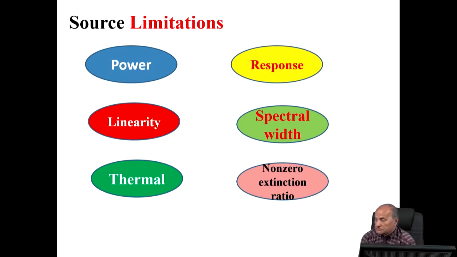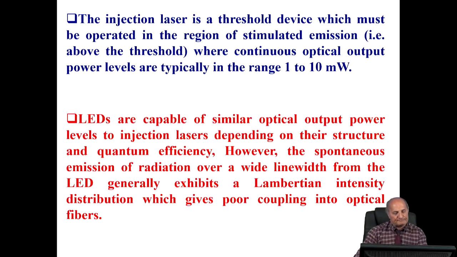Non-zero excitation ratio. This is the ratio between the laser output power when it is operated in the on state divided by the output power when it operates in the off state. This is for digital systems. Theoretically, it should be very large, infinity, when the laser source emits zero power at the off state.